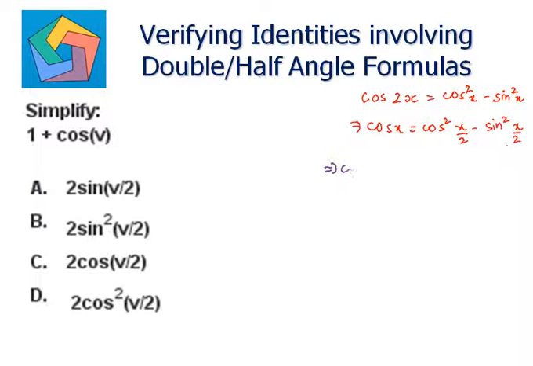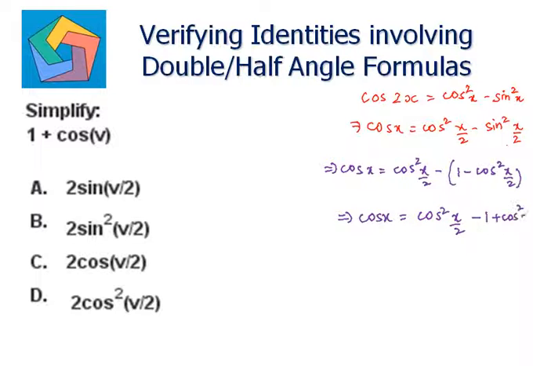So this implies cos x is equal to cos square x by 2 minus 1 minus cos square x by 2, because sin square x by 2 plus cos square x by 2 is 1. This implies cos x is equal to cos square x by 2 minus 1 plus cos square x by 2. This implies cos x is equal to 2 cos square x by 2 minus 1.